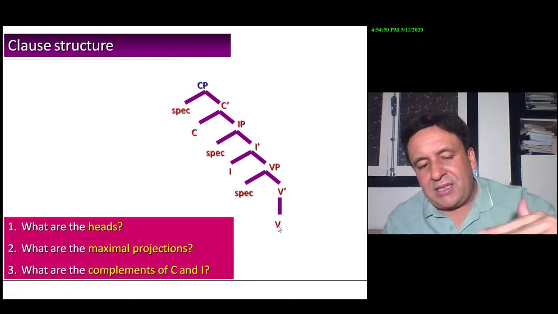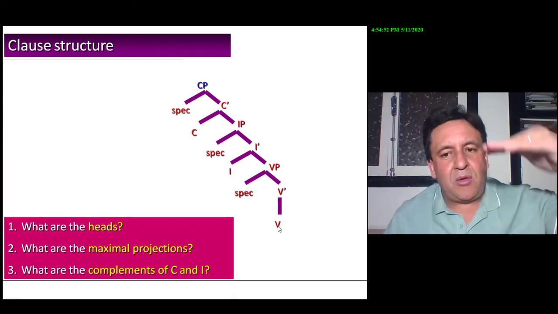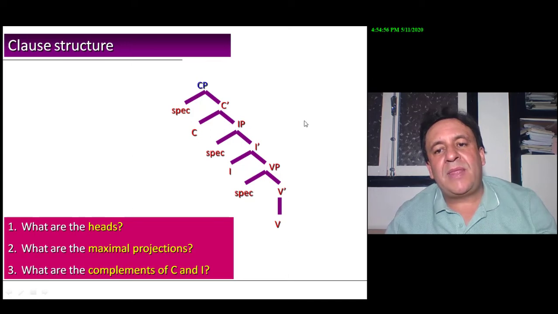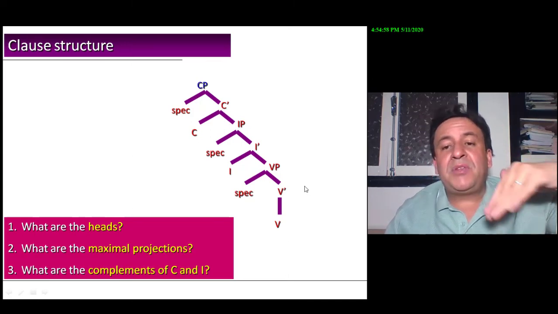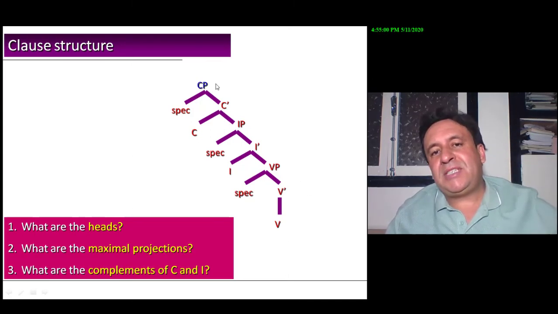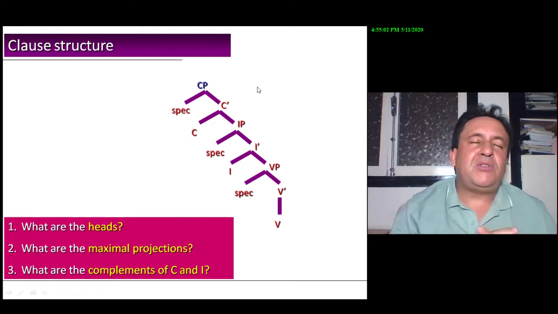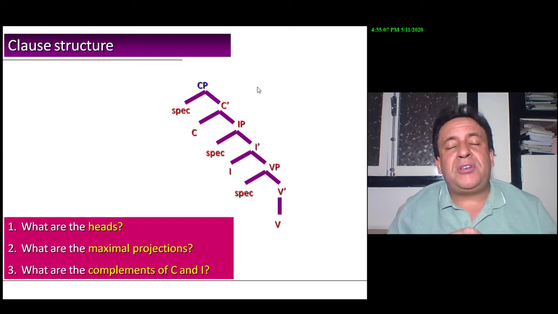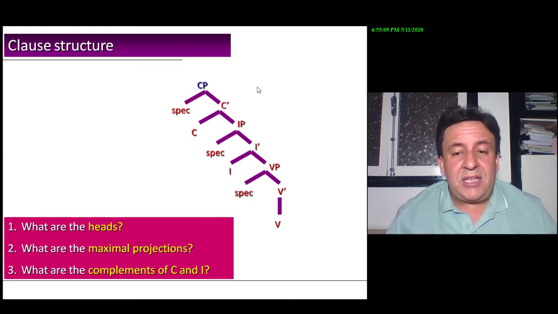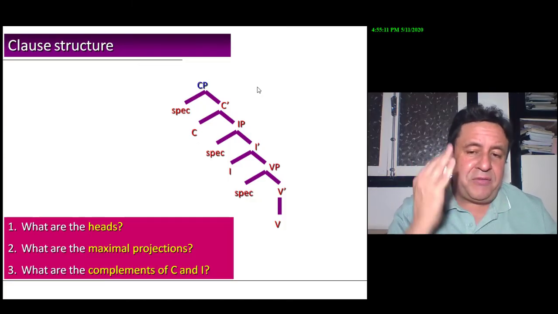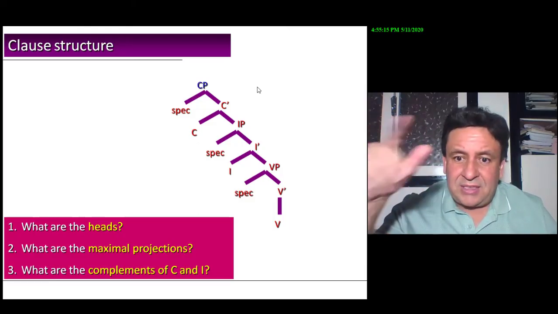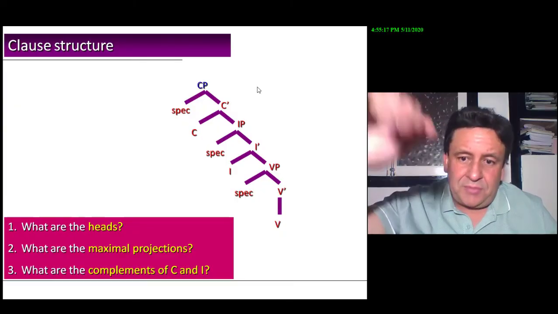Which means that each head must have two projections: the one bar level, like V bar, I bar, C bar, and the maximal projection, like the VP, the IP and the CP. This is specifically what we called the projection hypothesis. The projection hypothesis now should be reinterpreted to mean that every head must be projected onto one bar level, X bar, and the maximal projection, XP.